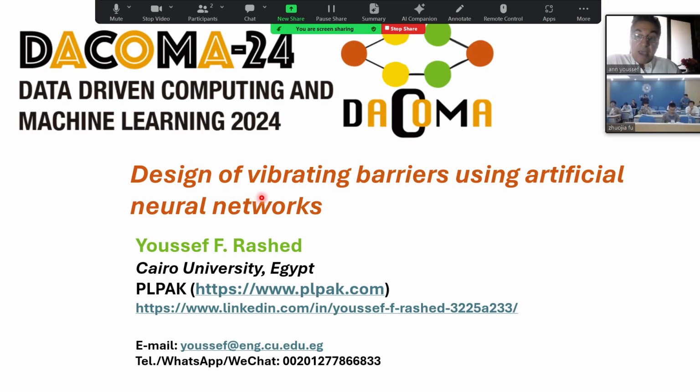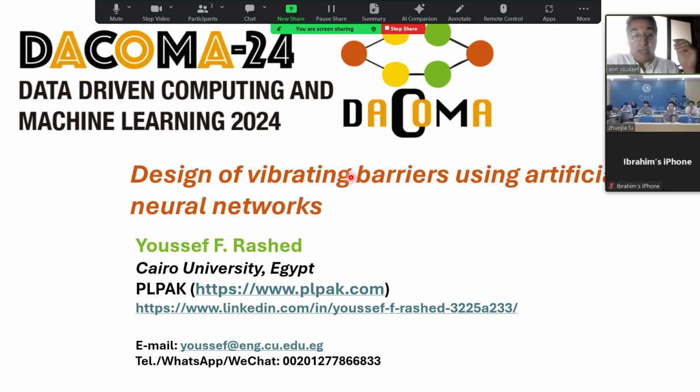As you can see, I'm talking about an application of artificial neural networks for designing what are called vibrating barriers. I will start by talking about what a vibrating barrier is. Then we will talk about methods of designing vibrating barriers. Then we will talk about the role of artificial neural networks in designing vibrating barriers. So we are talking about an application of neural networks, not development inside the neural networks themselves.